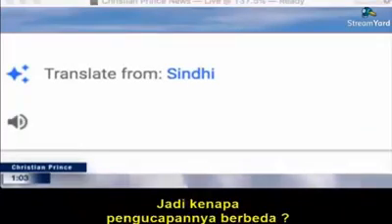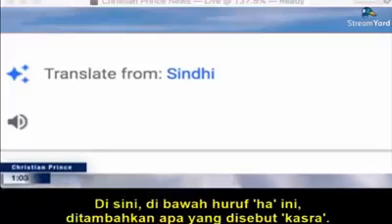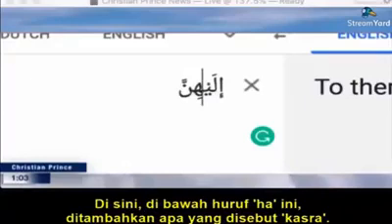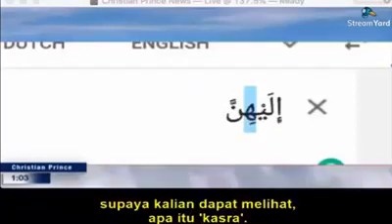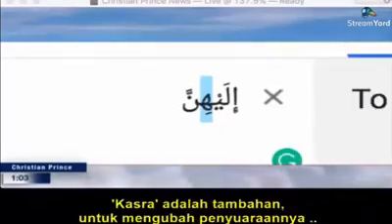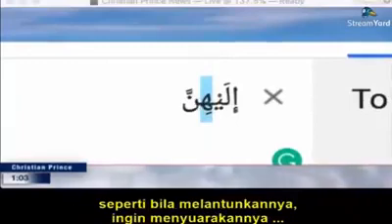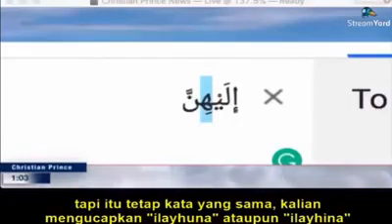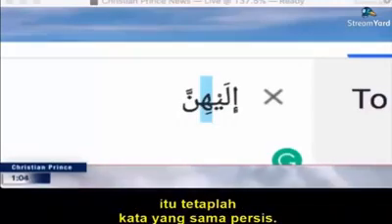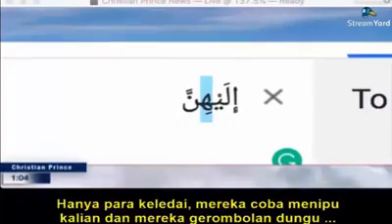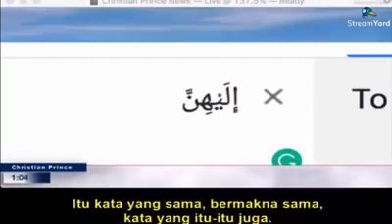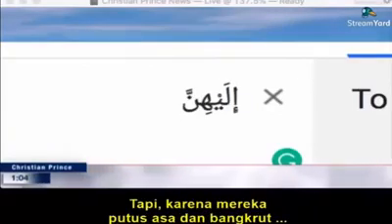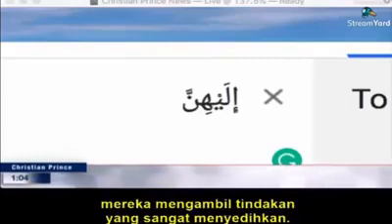Okay, so what is the sound? Here underneath the letter ha, they have something called kasra. Let me zoom in, so you will see what the kasra is. The kasra is not a part of the letter. The kasra is an addition to change the sound, like when you want to sing it, but it's the same word. You say ilayhunna, ilayhinna. It's the same exact word. Only donkeys try to fool you because they are a bunch of ignorant. Otherwise, who cares if it's ilayhunna or ilayhinna? It's the same word, same meaning, exactly the same thing. But this is when you are desperate, bankrupt, you take desperate measures.